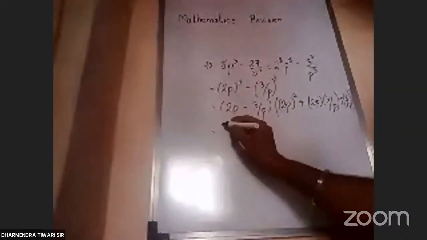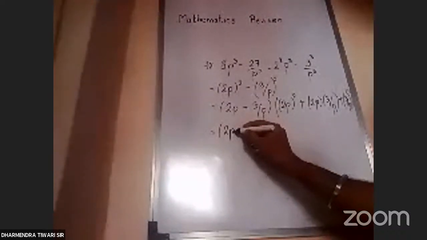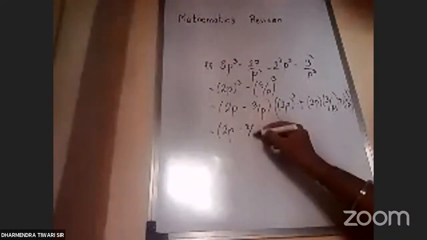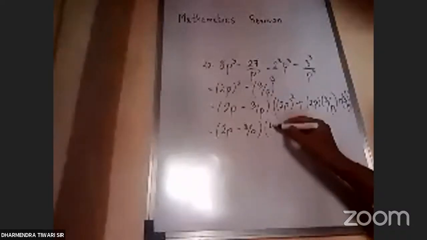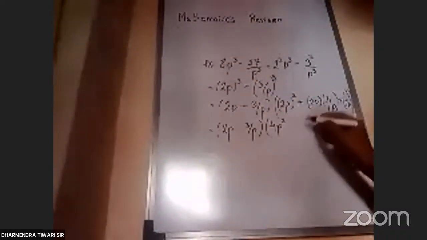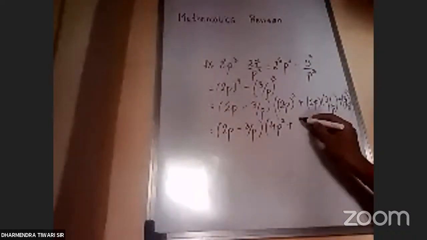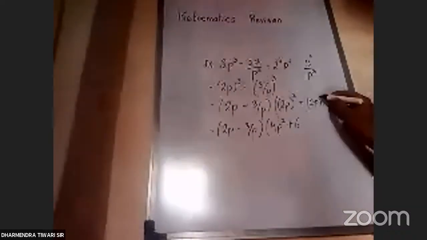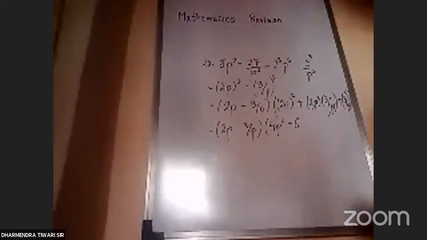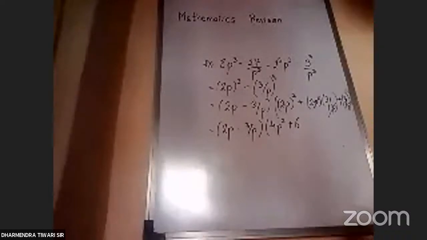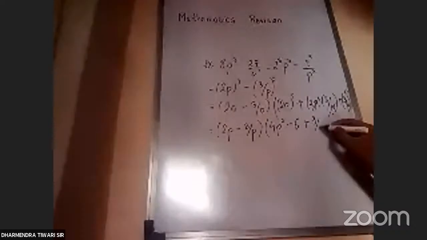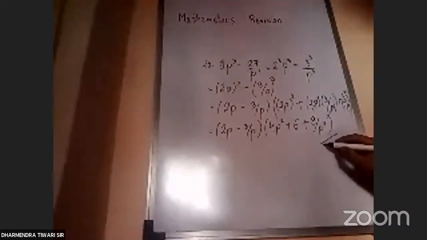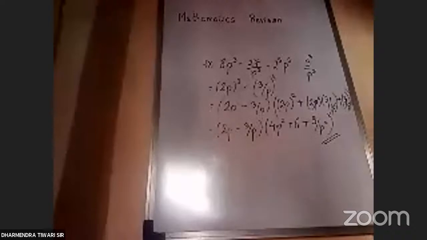So this is 2p minus 3 by p, bracket 2p the whole square can be written as 4p square. 3 twos are 6, 2 3s are 6, p gets cancelled as it is present in numerator and denominator in multiplication form. Plus 3 square is 9 upon p square. Done. This is the final answer for the given expression.